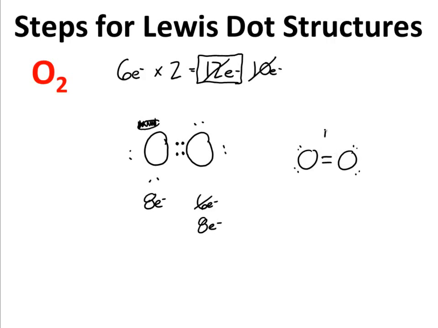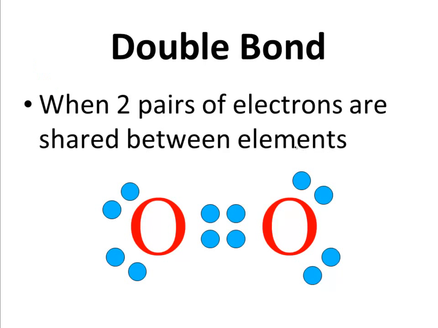And a double bond really is another way of saying there's 4 electrons that are shared inside there. What's a double bond? Specifically, when 2 pairs of electrons are shared between the elements, we represent them as dots for electrons. We can also represent them as lines, as I showed before.